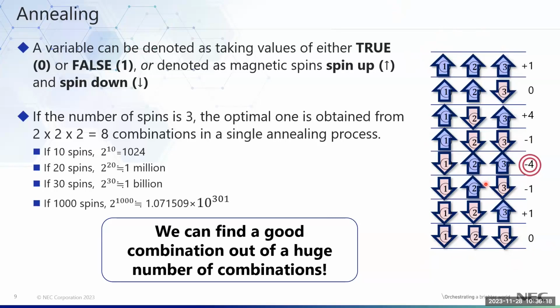But as you try and increase this 3 to, let's say, 10, you will immediately see that from 8, the landscape has increased to 1024. With 20 variables in the picture, it becomes approximately 1 million. With 30 spins, it's 1 billion. And if there were about 1,000 spins that a problem is dealing with, you can see that the combination is so large that it's almost impossible for a classical computer to solve it. And as you can see, each spin is actually representative of a combination. So it's very easy to get a problem that may require 1,000 spins.